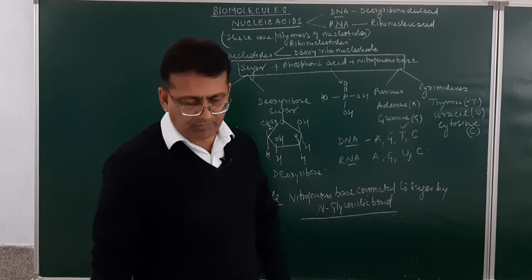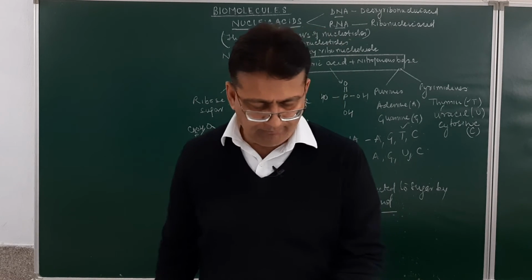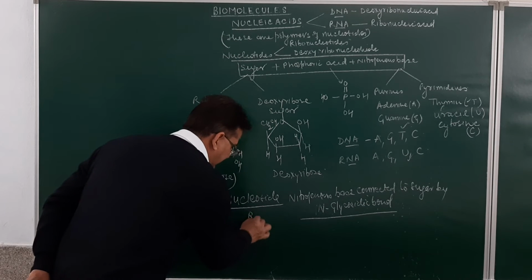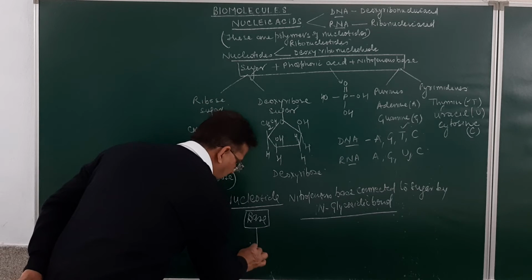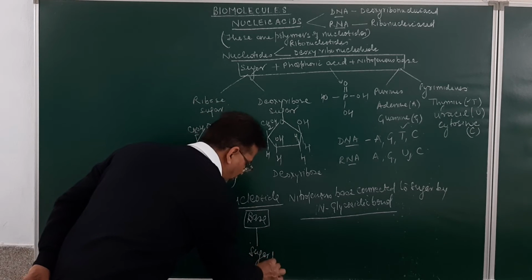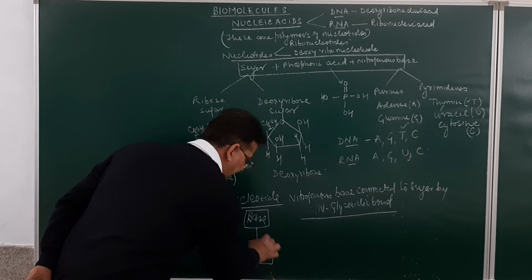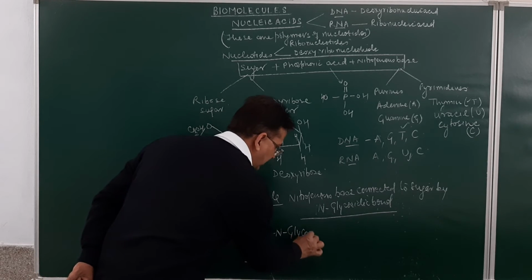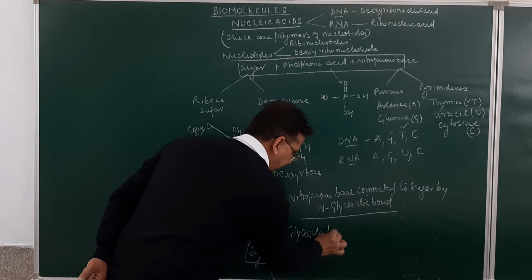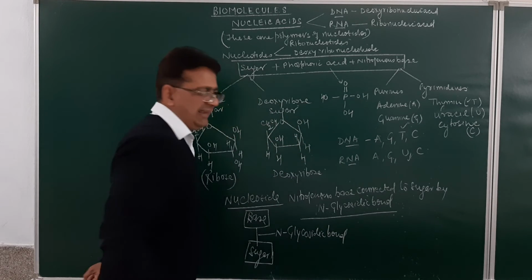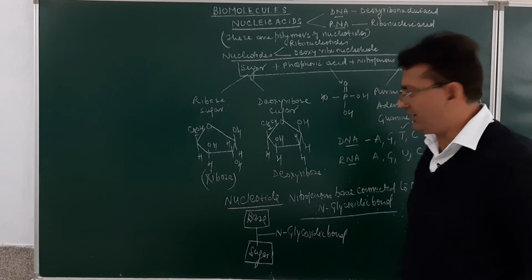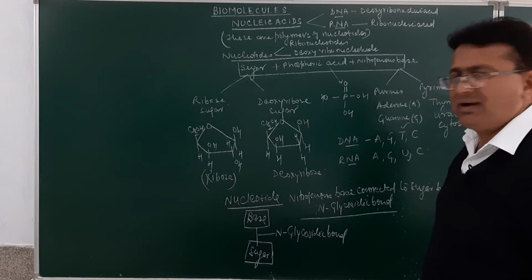You must remember the type of a bond. So what do we have? We have a base. This will be connected to sugar, and the bond will be N-glycosidic bond. So base connected to sugar by N-glycosidic bond. Am I clear? Can you remember this?